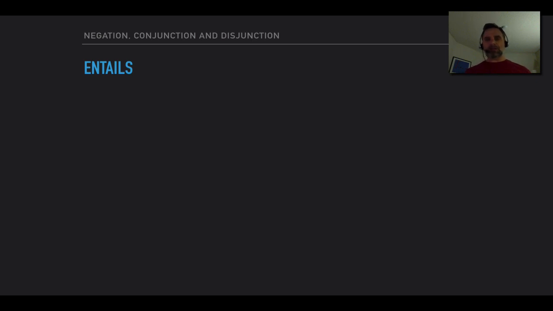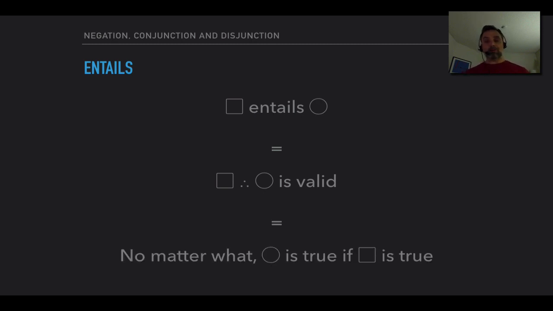What does entails mean? I think we've talked about this before, but just to review, we can say that one sentence entails another, and what that means is that the argument from the first sentence to the second, whose premise is the first sentence and whose conclusion is the second sentence, is valid. Another way of saying that is, when we say that box entails circle, that means no matter what, circle is true if box is true, and that's because of the logical form of the sentences. But the important point is that if box is true, then so is circle, but not necessarily vice versa.